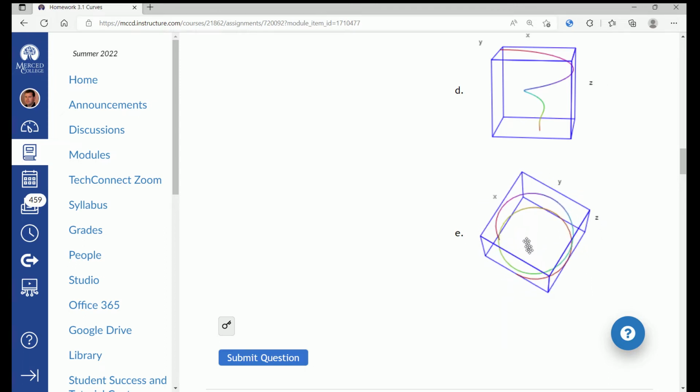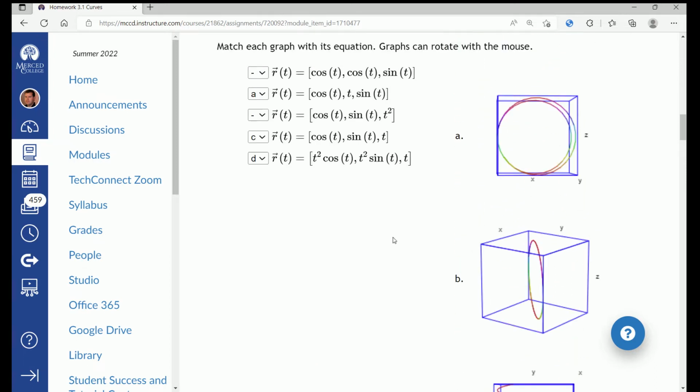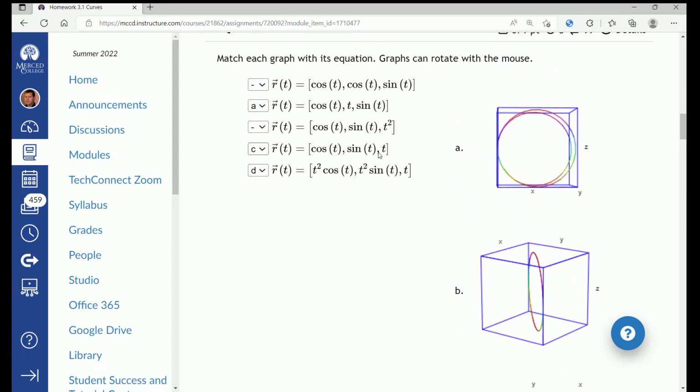Like this one, you look at it, X and Y are making circles. So you look for cosine and sine as two of the variables. That happens here. That happens on this first one. It also happens on this third one, right? Cosine, sine. And, well, which one is it?